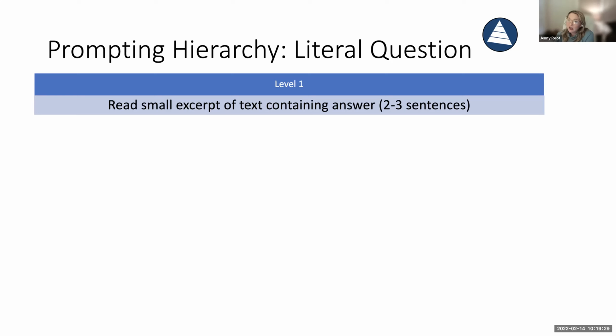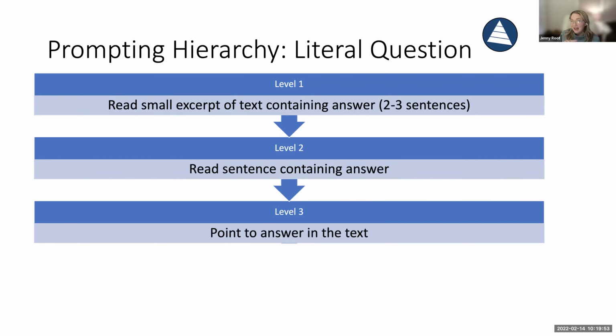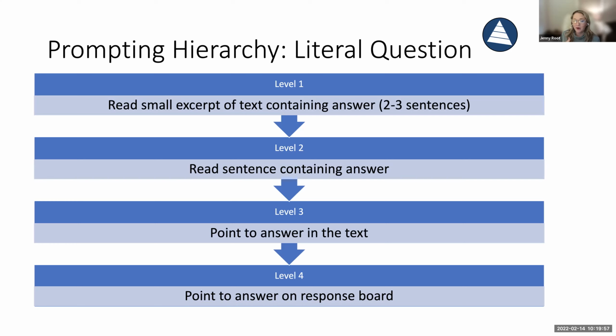If the student is incorrect or does not respond, the first level prompt is a reread. So we're going to go back into the text and read a small excerpt that contains the answer, 2 to 3 sentences. If they get it, and represent the question. If they get it wrong again, we're going to go back into the text and read just the sentence that contains the answer. If they get it incorrect again, we're going to point to the answer in the text. If they get it wrong again, then we'll point to the answer on the response board.